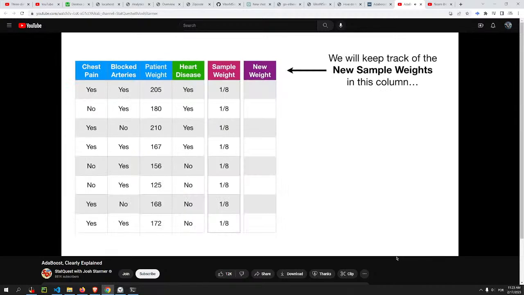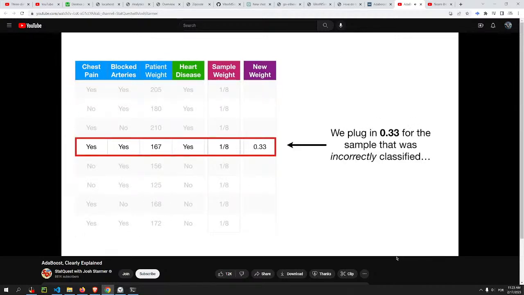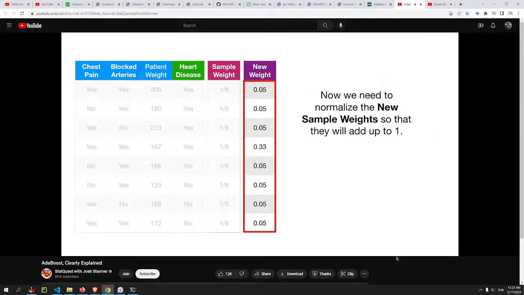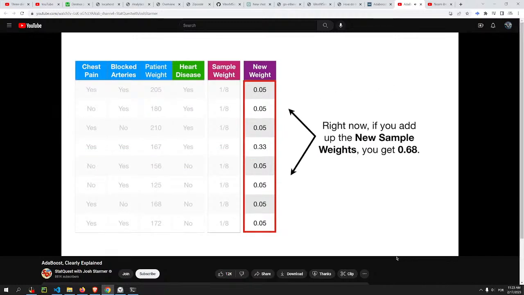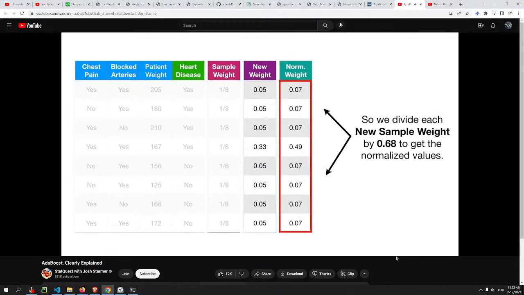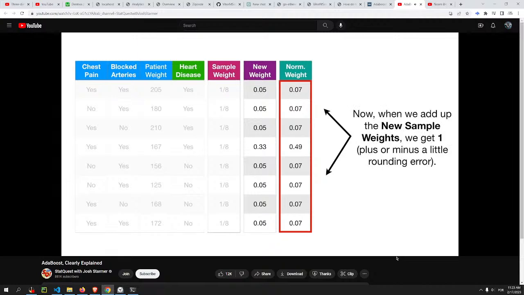Bam. We will keep track of the new sample weights in this column. We plug in 0.33 for the sample that was incorrectly classified. All the other samples get 0.05. Now we need to normalize the new sample weights so that they will add up to 1. Right now, if you add the new sample weights, you get 0.68. So we divide each new sample weight by 0.68 to get the normalized values. Now, when we add the new sample weights, we get 1, plus or minus a little rounding error.